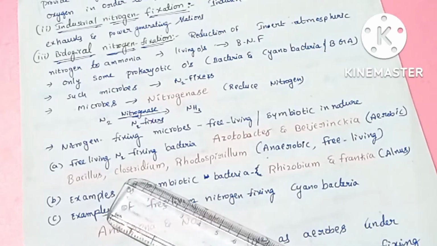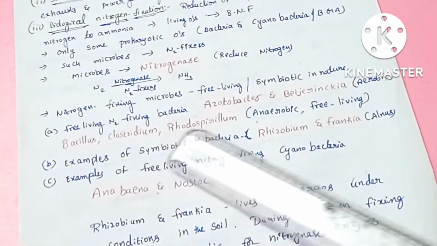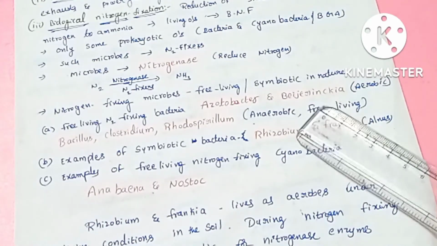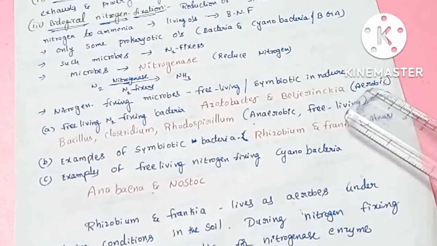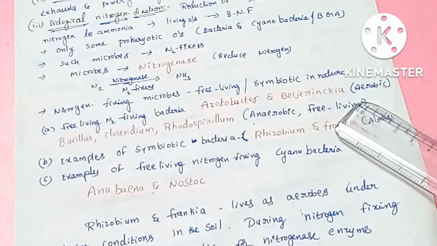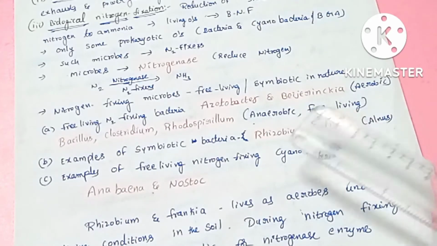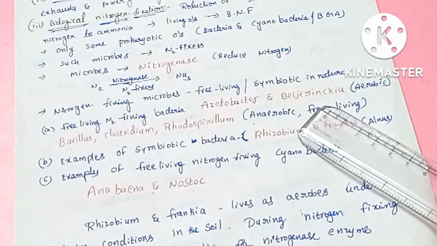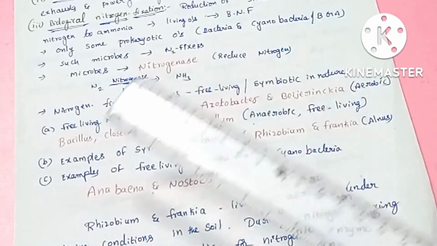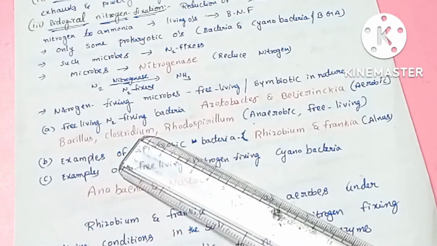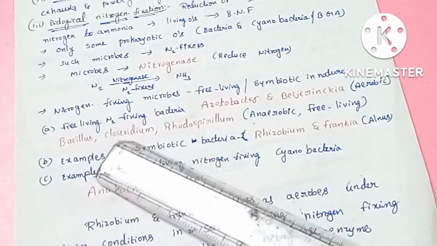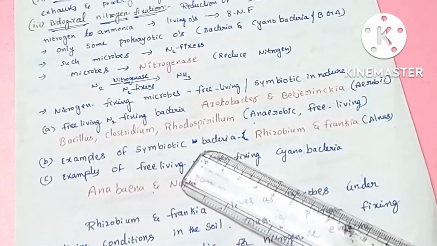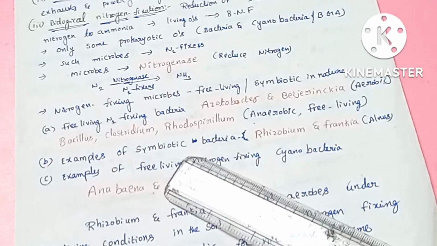If you see the examples of free living nitrogen fixers, Azotobacter and Beijerinckia. These two are the free living nitrogen fixers, but these are aerobic forms. We need to remember which organisms are aerobic and which organisms are anaerobic. Azotobacter and Beijerinckia are the aerobic free living nitrogen fixers, whereas Bacillus, Clostridium, Rhodospirillum, we need to remember these three also. Bacillus, Clostridium and Rhodospirillum are anaerobic organisms.